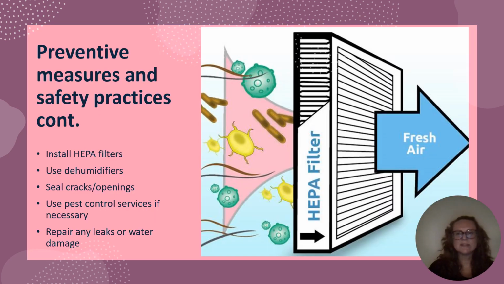We also want to install HEPA filters in air conditioning units and heating systems to capture dust particles. We want to use dehumidifiers to keep indoor humidity levels low, as dust mites thrive in high humidity. We want to seal cracks and openings in walls, floors, and windows to prevent pests from entering. And definitely use pest control services if absolutely necessary. And we want to repair any leaks or water damage promptly to prevent mold growth.